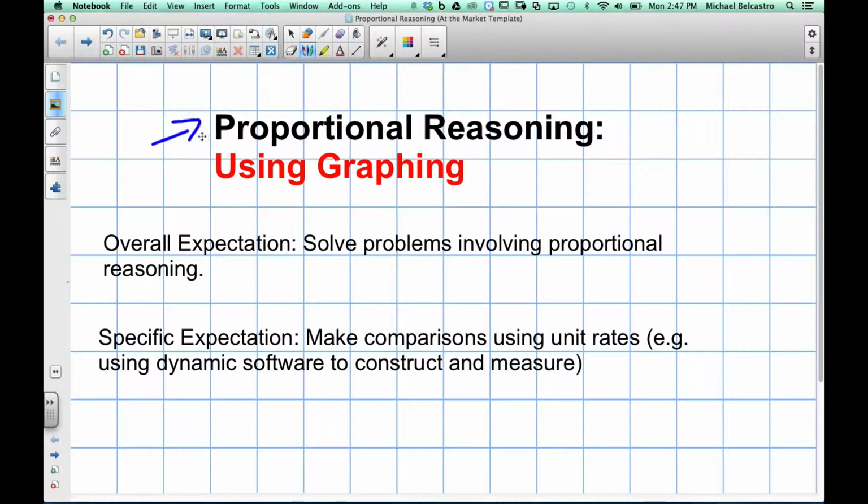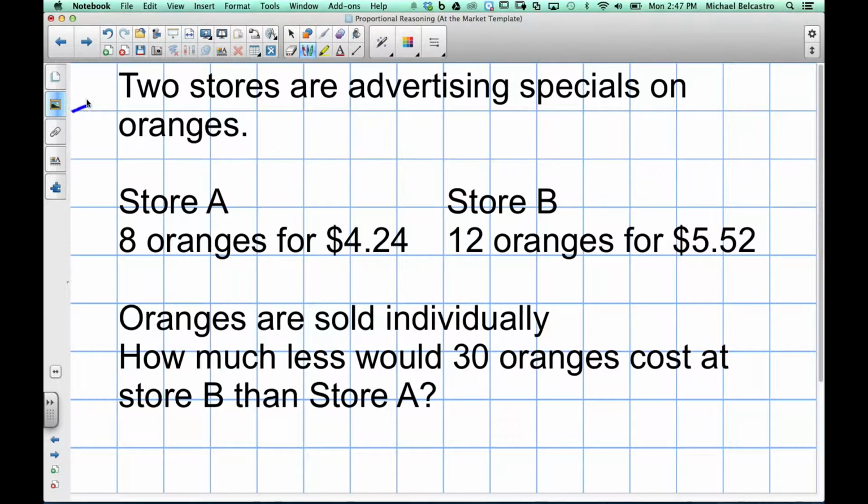We're going to be looking at proportional reasoning, and the method we're going to use to solve this is by graphing. The overall expectation is to solve problems involving proportional reasoning, and the specific expectation is to make comparisons using unit rates, and we're going to use dynamic software to help us construct this. Okay, so here's our inquiry type question.